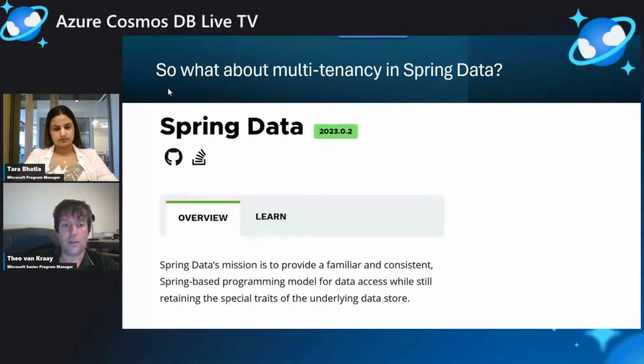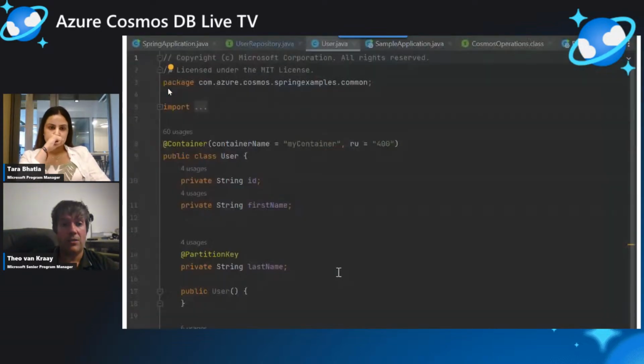It's a project whose mission, as you see here, taken from the website, is to provide a familiar and consistent programming model for data access while still retaining the special traits of the underlying data store. So basically, it's an abstraction layer. It makes the boilerplate stuff of connecting to a database more straightforward for the developer, so your speed to market is greater. But it also means that the code that you write can be consistent regardless of the database that you're connecting to.